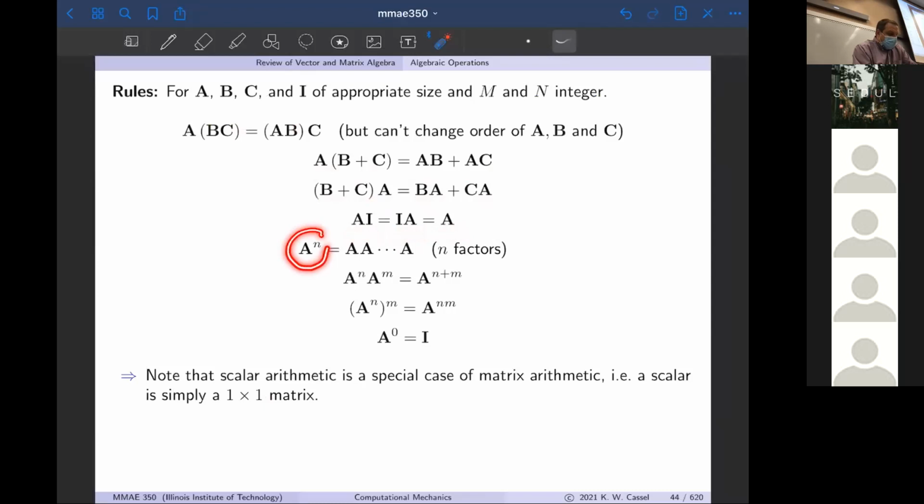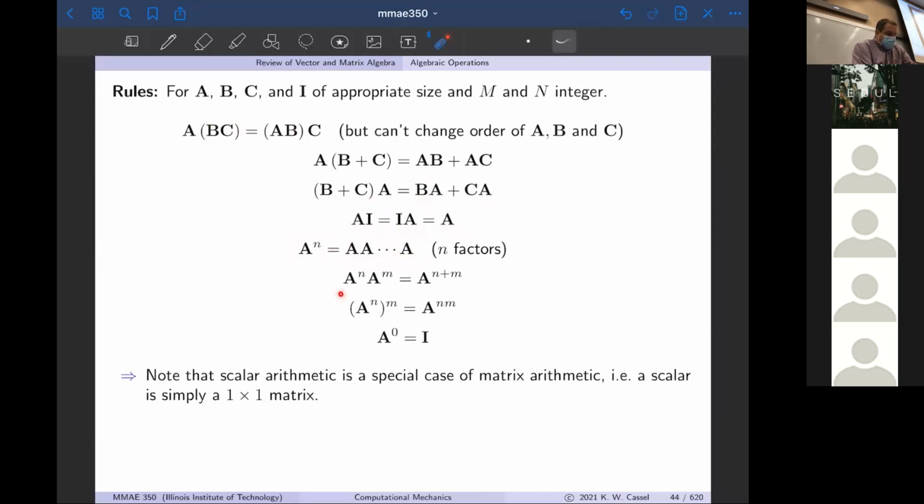A to the power n, just like for scalars, it's the product of A times A times A times A, n times, but now it's matrix multiplication. I have to multiply A times A, and then that times A, and then that result times A, and that result times A, n times. So extremely tedious, but it's exactly what you would think.